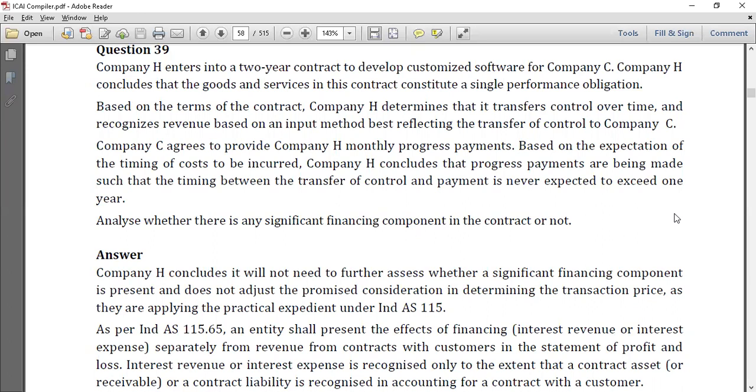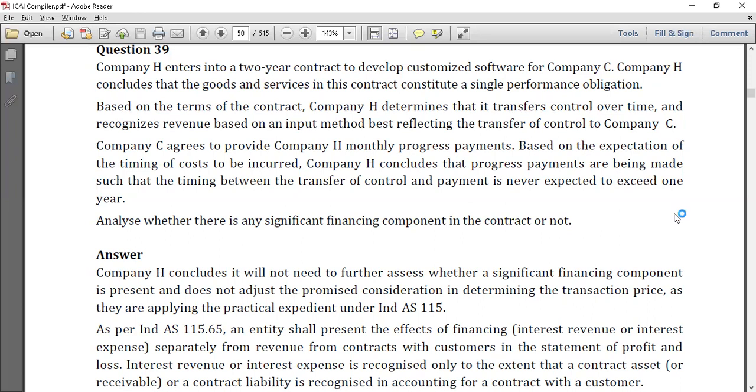Here, company C also agrees to provide company H monthly progress payments. So company C is giving monthly progress payments to H based on the expectation of the timings for the cost incurred. Company H concludes that these progress payments are being made such that the timing between the transfer and payment is never expected to exceed 1 year. So you can definitely go ahead and apply the practical expedient. He is asking whether any significant financing component is there in the contract or not. Directly, no. You can apply the practical expedient.